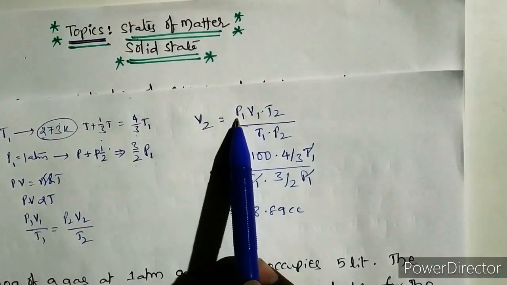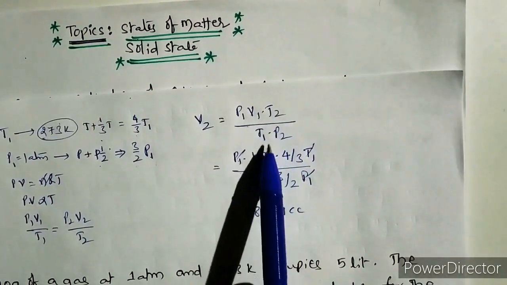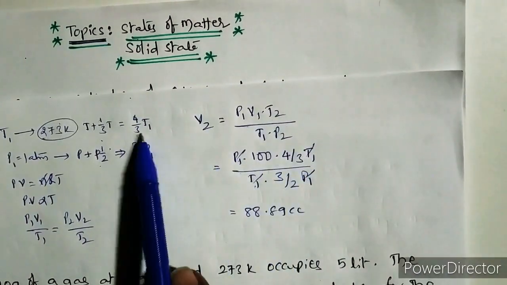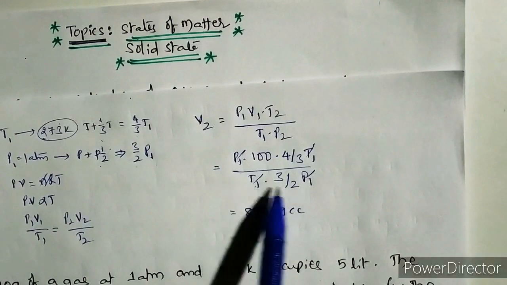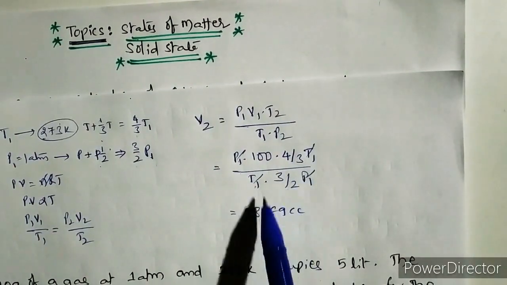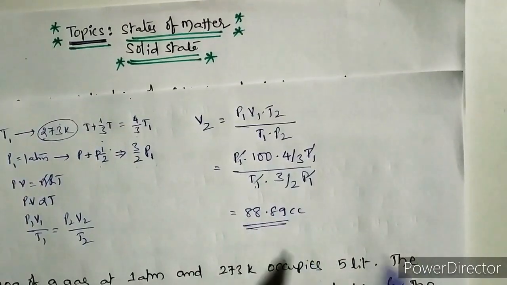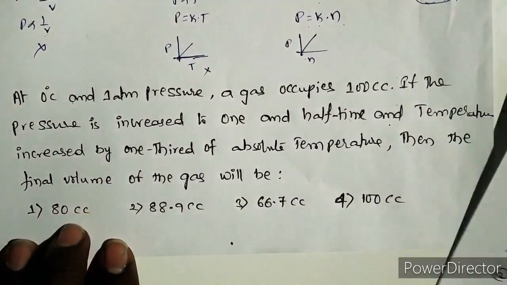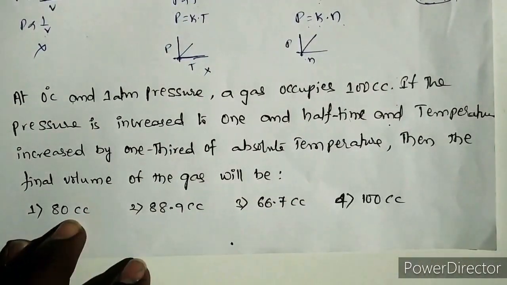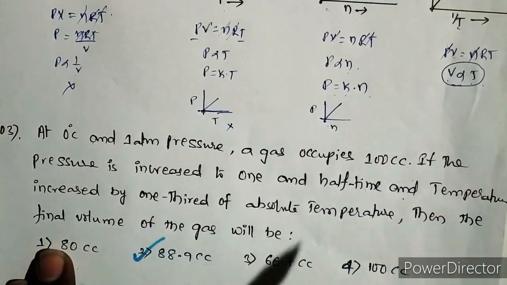So substitute P1 is equal to P1, T1 is equal to T1. What is changing? Temperature and pressure are changing. Final temperature is 4 by 3 T1 and final pressure is 3 by 2 P1. So T1, P1, T1, T1 get cancelled. If you solve this, you are getting 88.89 centimeter cube as the answer. So your answer is option B, the second one. Second one is the correct answer here. Okay.